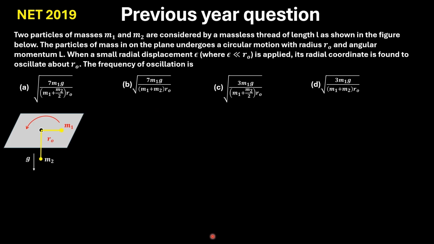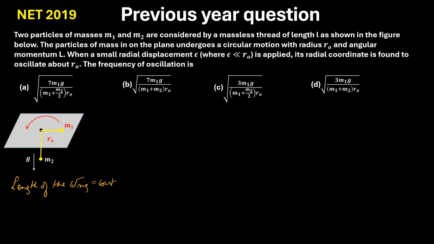Now, in such a problem, the first thing you have to remember is that the length of the string is constant. So when this is constant, the rate at which the length is changing here and here will be the same, because the length has to be constant.